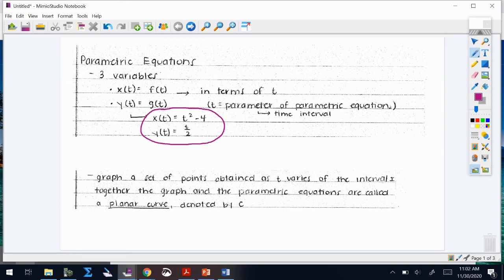When you graph a set of parametric equations, it's all going to create one graph. You're not going to get multiple graphs here. And the graph is going to be created when you put t values into your x and your y to get coordinates. And when you put all of that together in your interval, the parametric equation is called a planar curve. And oftentimes they use the letter C to represent a planar curve.